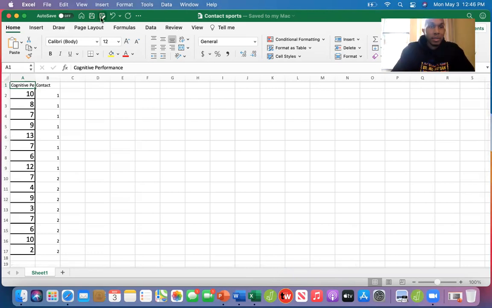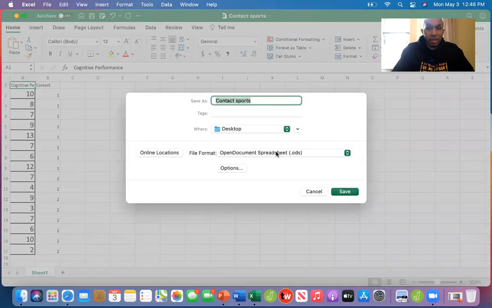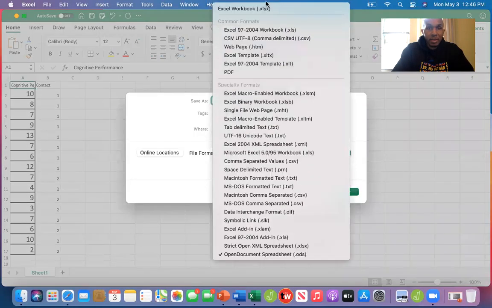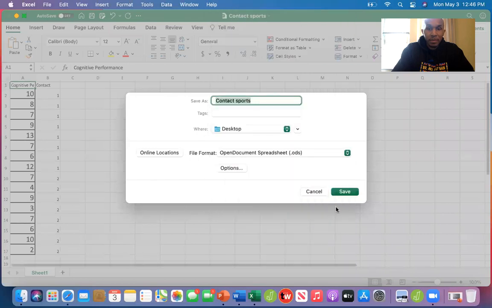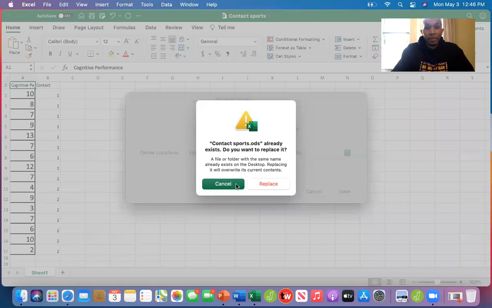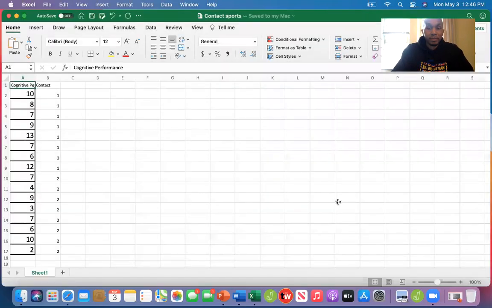All right, so I think I already have this saved. I'm going to just go through the process so you can see it. ODS is towards the bottom. Save, I wrote contact sports as a label. Already exists, yes, I'm going to replace it.